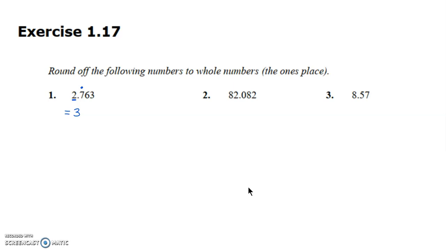For number 2, we're rounding to the ones place. We have a 0 next door. The 0 will not push the 2 up, so 82.082 rounds to 82. And for number 3, we're rounding this 8. We have a 5 next door. The 5 will push the 8 up to a 9. And we're going to drop everything after the decimal place.